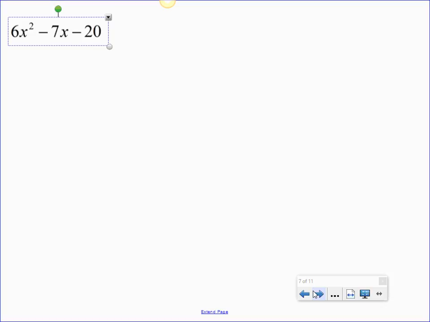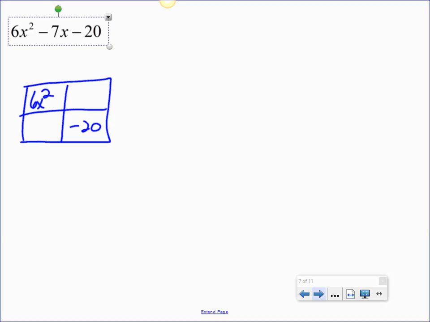Okay, and hopefully you tried it. So again, my preference is the box method, so that's where I'm going to start. I'll do the box method. This is going to be a 6x squared. I know this is going to be a negative 20. AC tells me that I'm going to be multiplying a 6 and a negative 20, which would give me a negative 120. So what I'm looking for are factors of a negative 120 that add up to a negative 7.